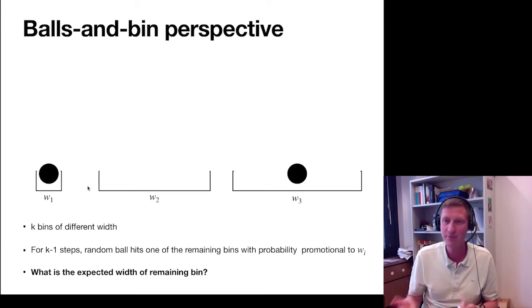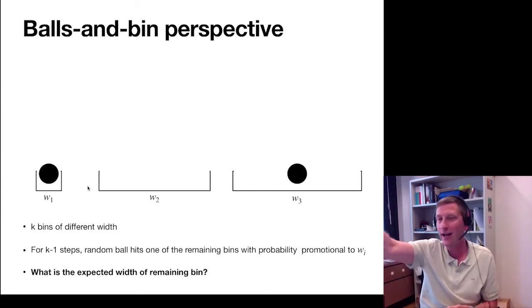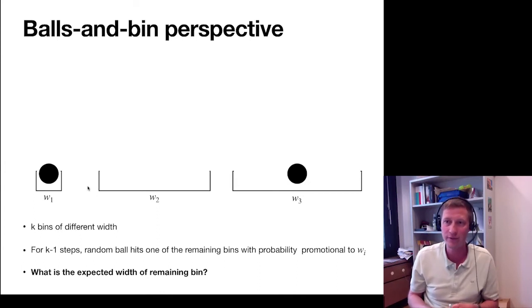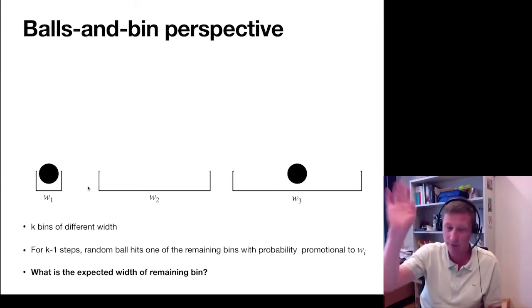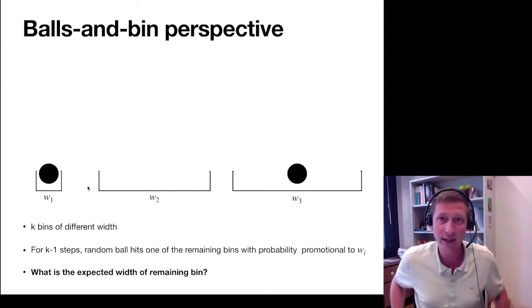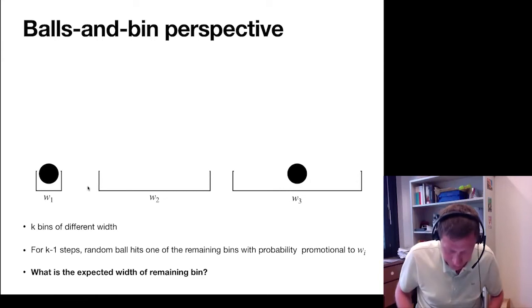So I have k bins, each with a width, and I throw k minus one balls. At each step, I throw a ball into a bin that is still empty, and the probability is proportional to its width. Think about throwing balls as if you're blind: you're more likely to end up in a bin with high width than in a thin bin.